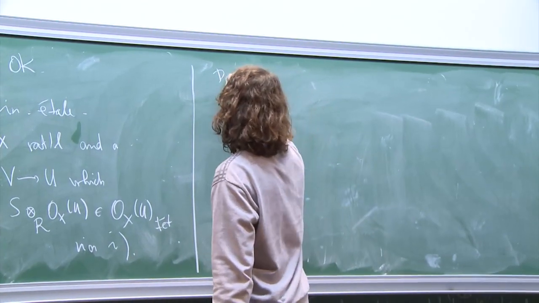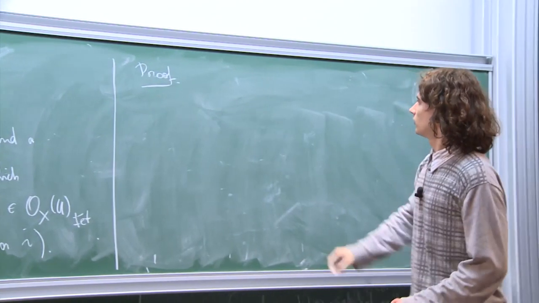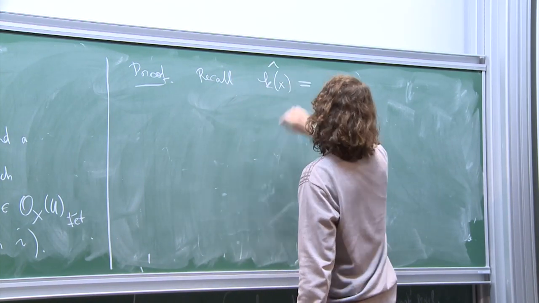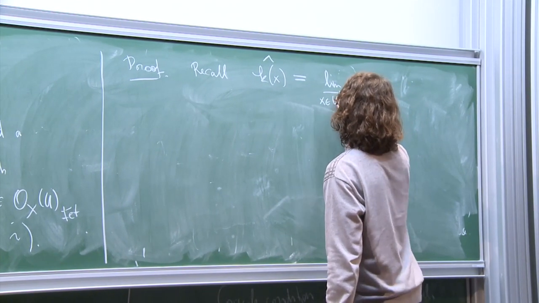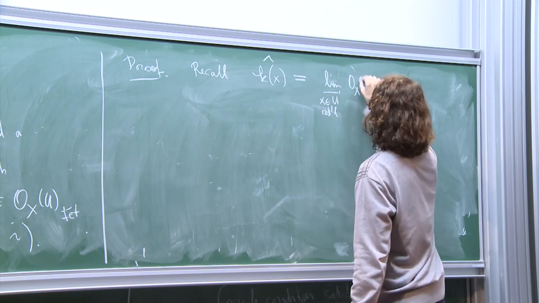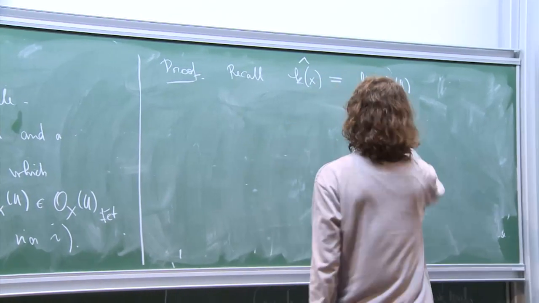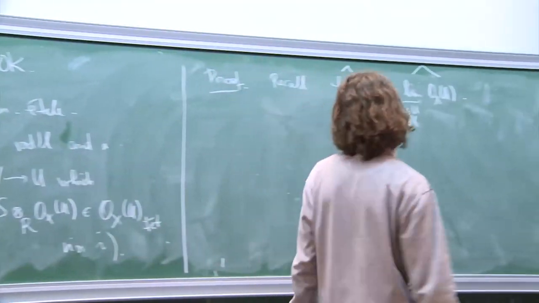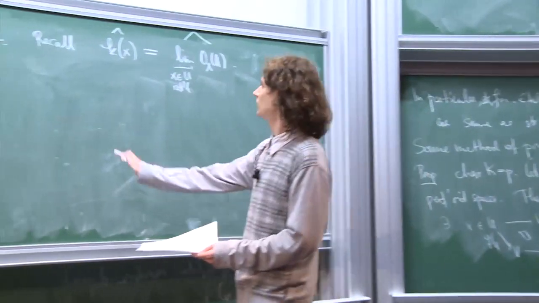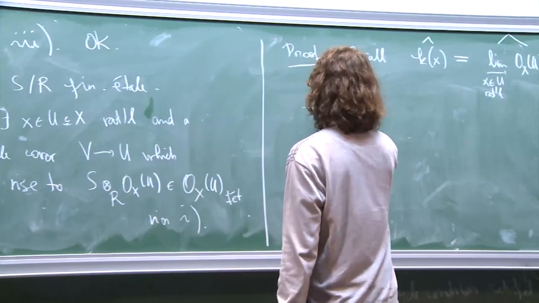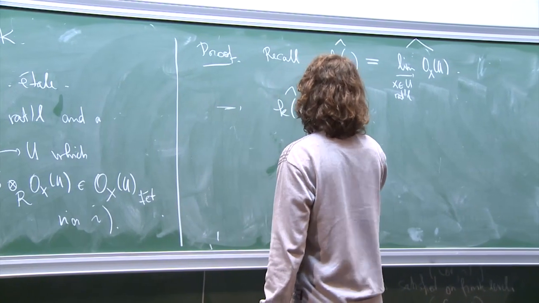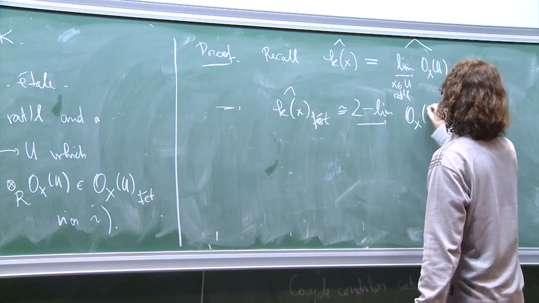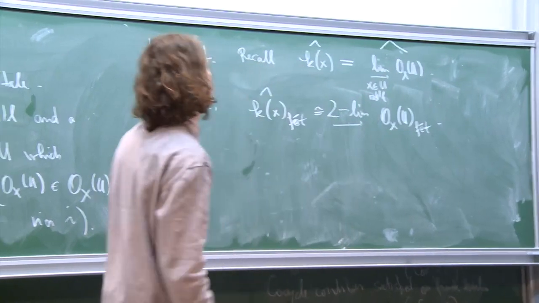And for the proof, recall first that the completed residue field is really just the completion of O_X of U over all rational subsets, and then taking the completion. So this was this strange behavior of adding spaces: if you take the completed local ring, you are left with the residue field. But that's very good, in fact. So this implies, by what we know, that the finite étale algebras over this are just the 2-categorical direct limit of the finite étale algebras of O_X of U.